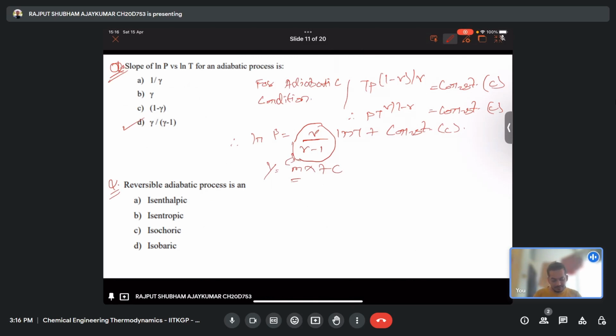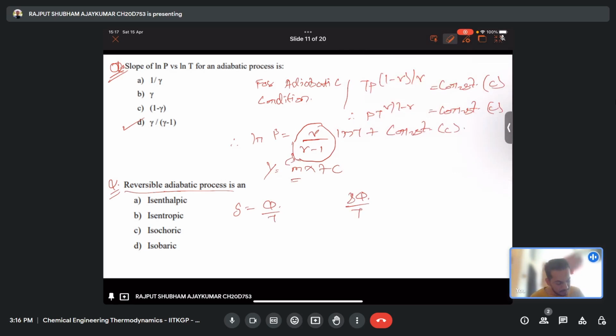Now the second one is the reversible adiabatic process. This is related to something known as entropy, that is, S is equal to Q by T, or dS equal to delta Q by T.